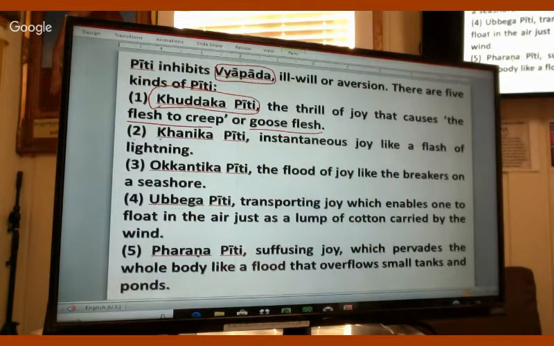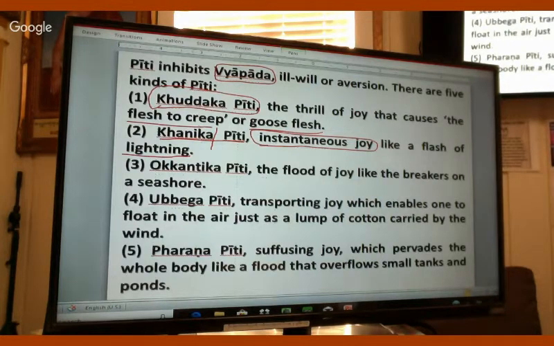And then the second one, Khanika piti. Khanika means momentary, like Khanika samadhi. When we practice insight meditation, vipassana, our concentration level is khanika, the momentary level. At least we need the momentary level. So Khanika piti is instantaneous joy, momentary joy, like a flash of lightning. Very, very fast. Like when you see some truth about something, when the mind sees something, that's how it works. So maybe you have such kind of experience also.